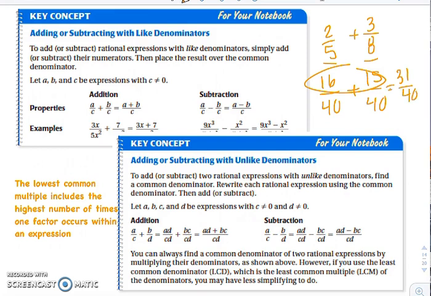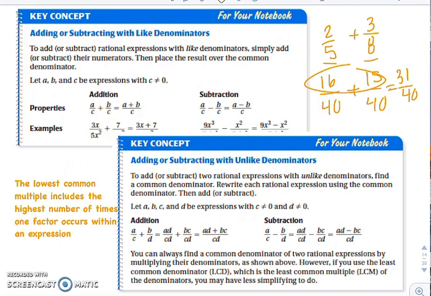We have to do the same thing, only we're going to do it with variables. Like in the first one, it shows you that if you have a common denominator, you can just add them right away: A plus B over that common denominator. I know the second one is cut off, but it's the same. If you had 5x squared, you would just keep the top, 3x plus 7 over 5x squared.